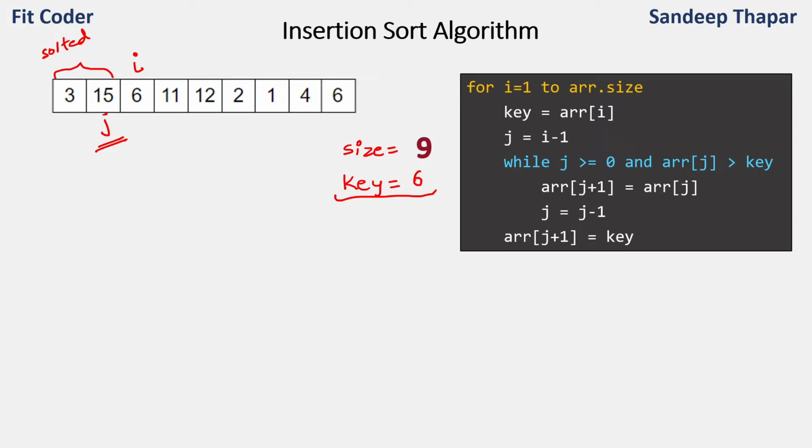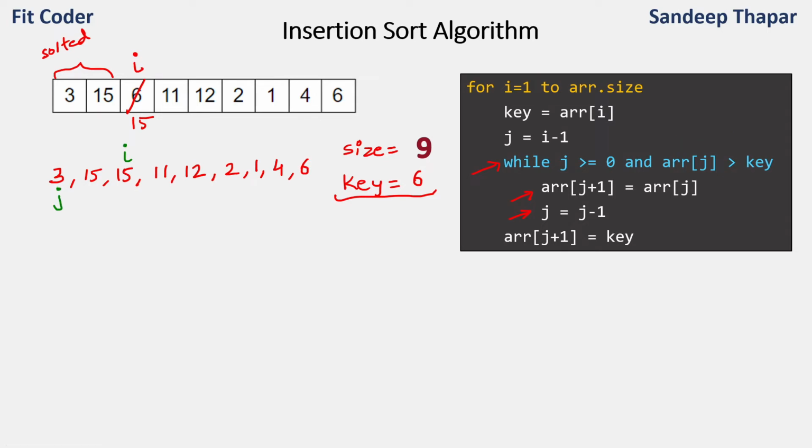In this case, we run this while loop and now array of j is 15 and key is 6. This condition is true, which means we'll set array of j plus 1 equal to array of j. Array of j is 15 and j plus 1 is 6, which means we'll change this 6 to 15. The array now becomes 3, 15, 15, and then we decrement the value of j. So j will come at 3.